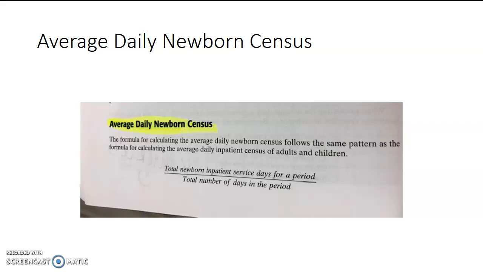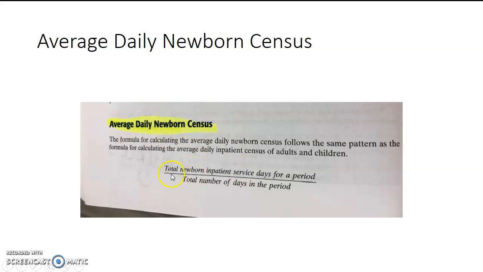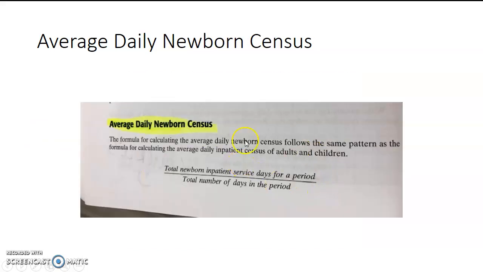At the bottom of the page, you get into average daily newborn census, which looks a lot like this one, y'all, right? Except it's for our sweet little newborns only. Total newborn inpatient service days for a period over total number of days in the period. So once we get to working on some calculations, that will certainly make a little more sense, but just breaking down the formulas, they're very similar, except one is for inpatients, or your adults and children, and the other one is for newborns. And so remember what I've said. Follow the formula. You want the total number of inpatient service days over the total number of days in the period. It's honestly that easy.